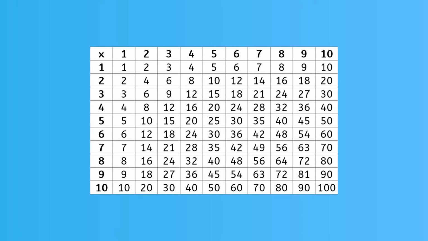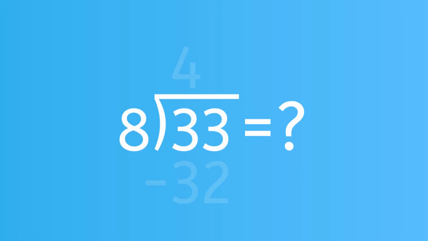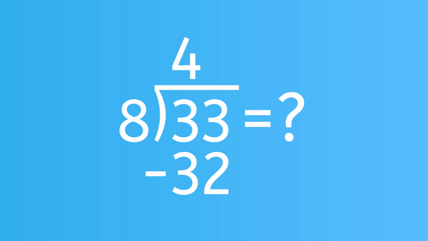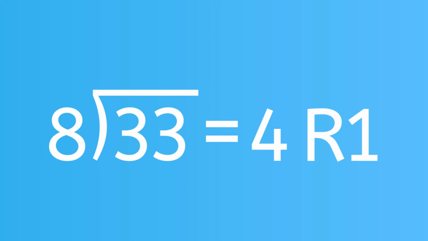When you're unsure about the answer, you might find it helpful to use a multiplication chart. Let's try another problem. What is 33 divided by 8? 8 times 3 is 24, but that leaves 9. What is 8 times 4? 8 times 4 is 32. That's as close as you can get to 33, right? Let's subtract 32 from 33. We have 1 left over. Our answer is 4R1.